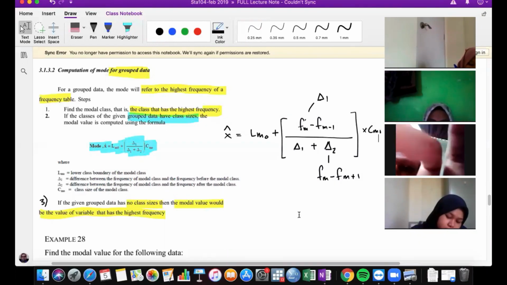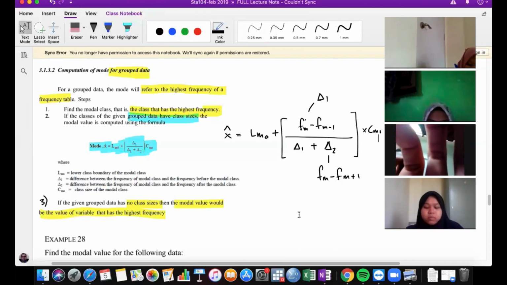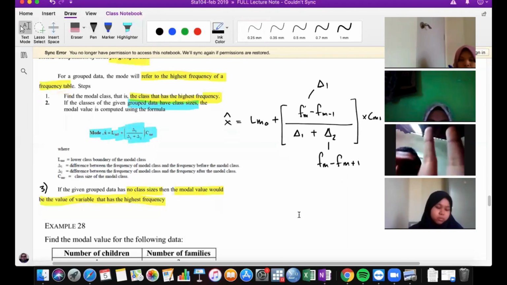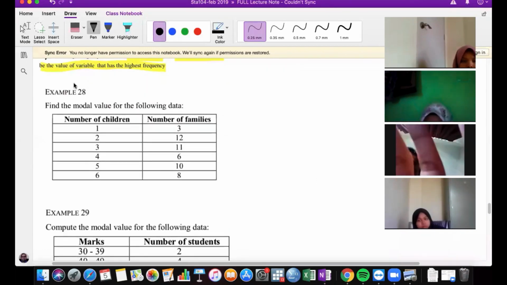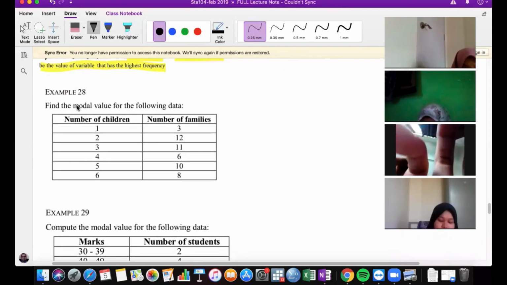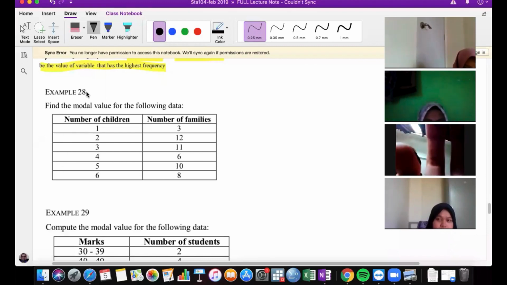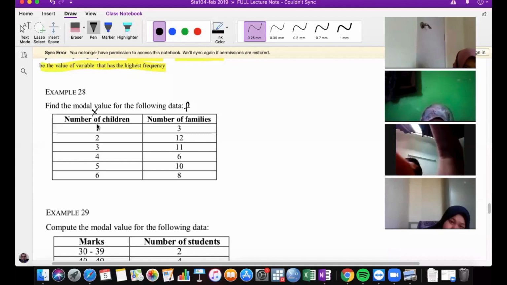So this is the formula for group data, right? Now look at example number 28. For example number 28, we have group data because it's presented in a frequency table. This is your frequency and this is your X. Look at the class. We don't have a class size for each class, because the values are 1, 2, 3, 4, 5, 6.